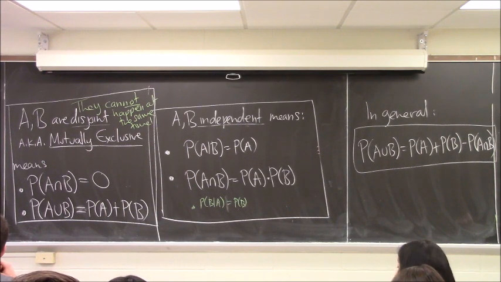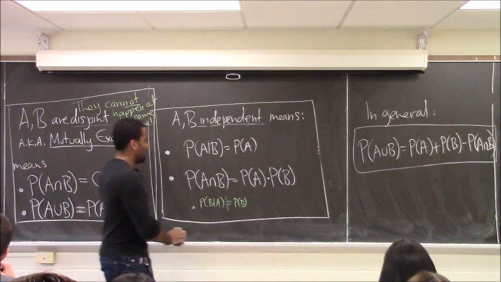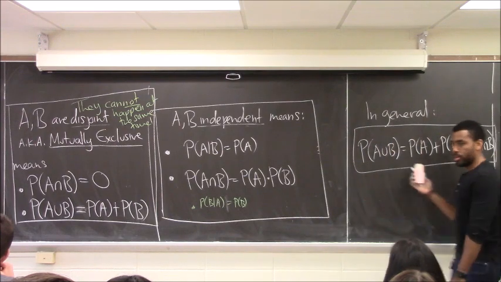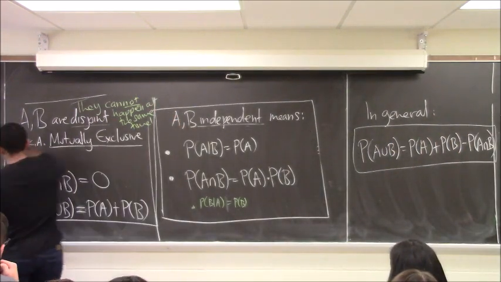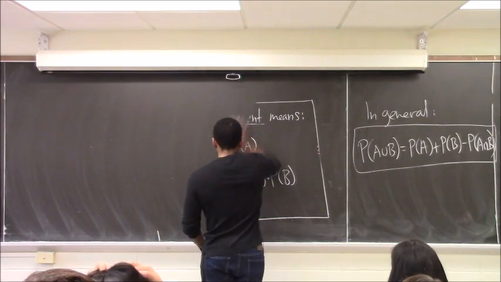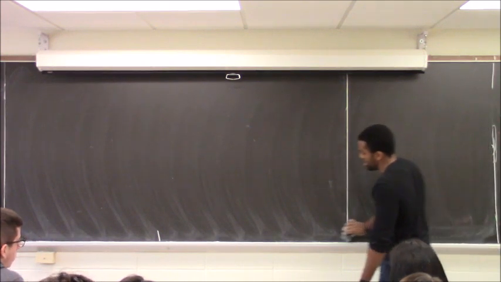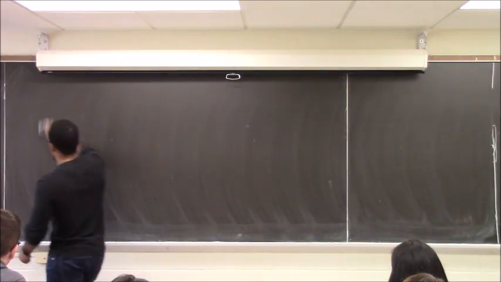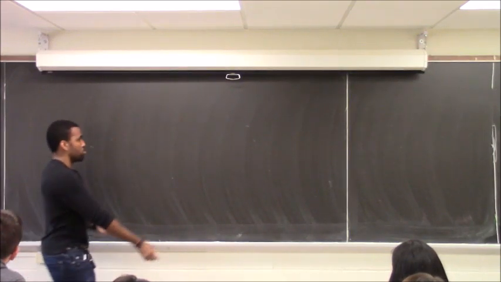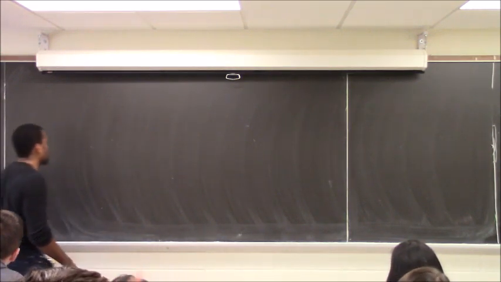Okay, let's look at this problem. You guys have all of them. So mutually exclusive, they cannot happen at the same time. This means the probability of the intersection is 0, and the probability of the OR is the sum of the probabilities. Independent means they could possibly occur at the same time, but one will not affect the other. And so that means that the probability of A given B is the probability of A, and the probability of the AND is the product.